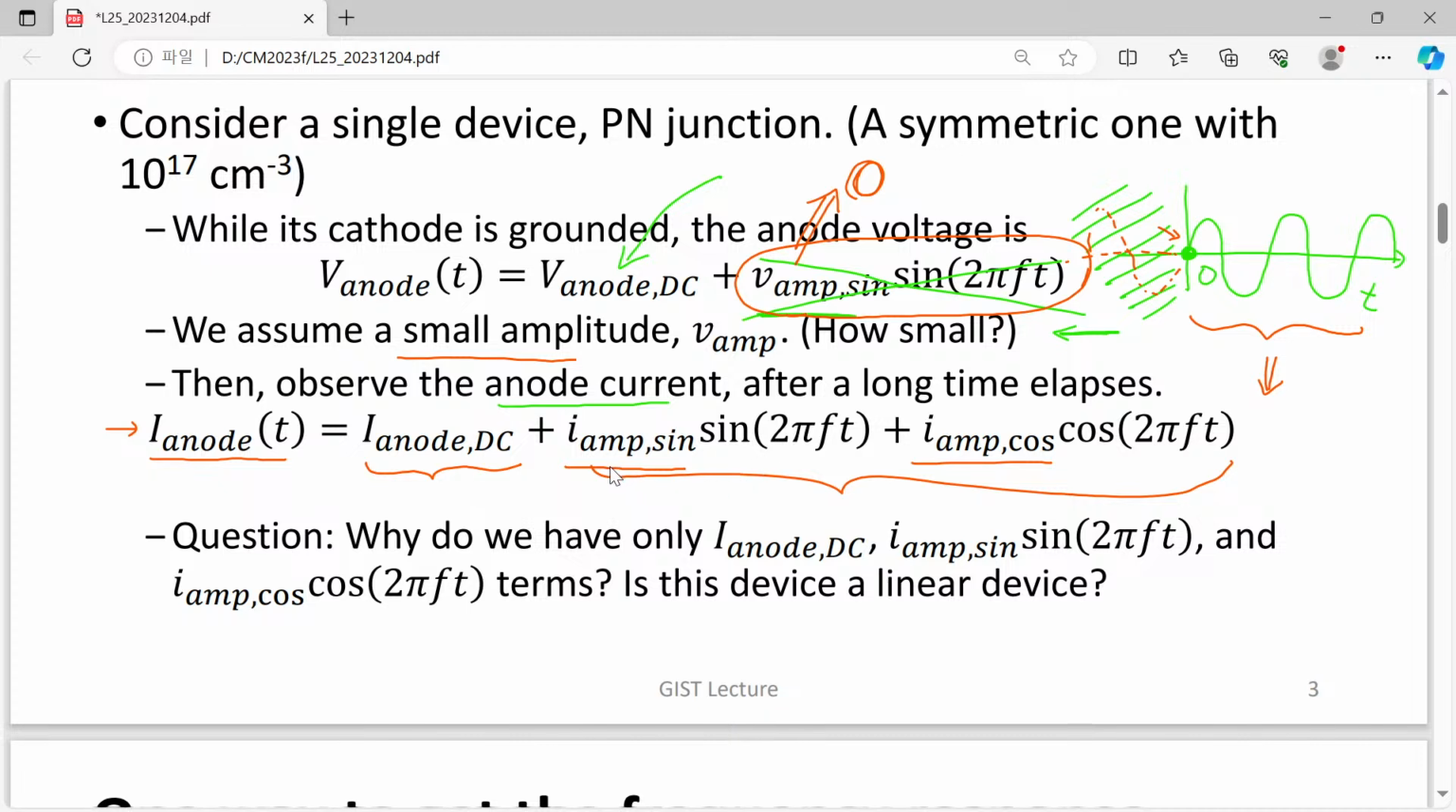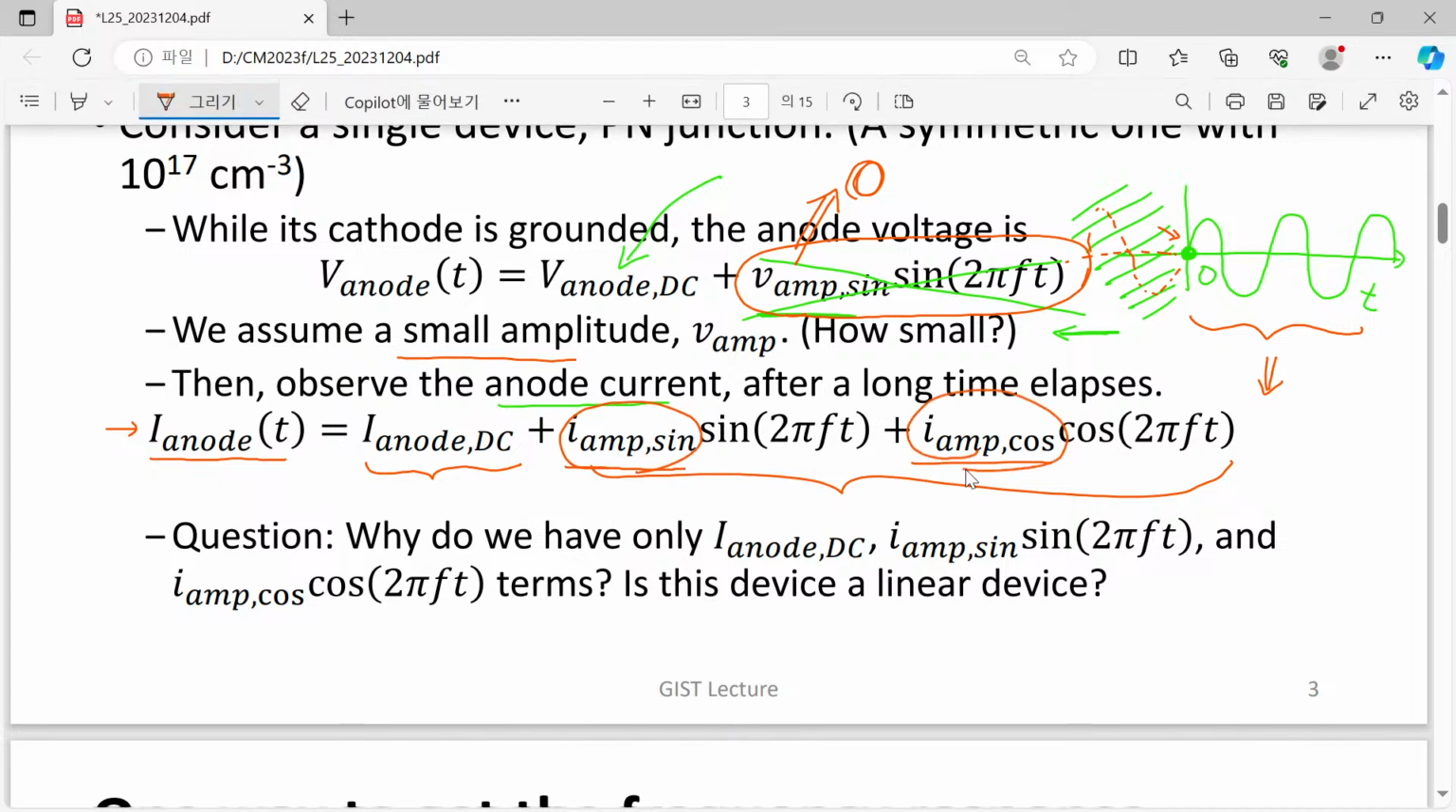However, these quantities are really dependent on the applied voltage. So now think about this one. You have a PN junction.